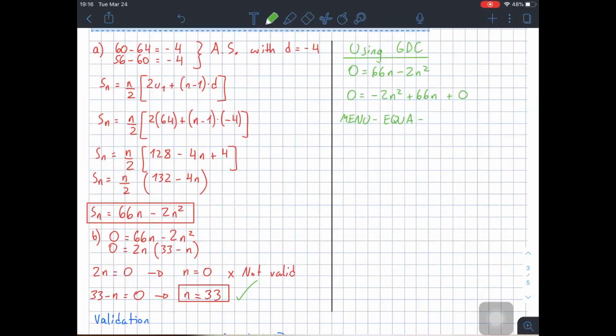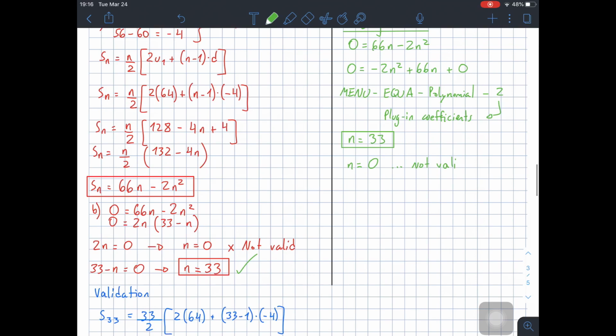Okay? So menu, equation, polynomial, degree 2, then you plug in coefficients, and you get n equals 33 and n equals 0. But this is not valid. So this is the result, okay? So this is how you would solve this using the calculator.